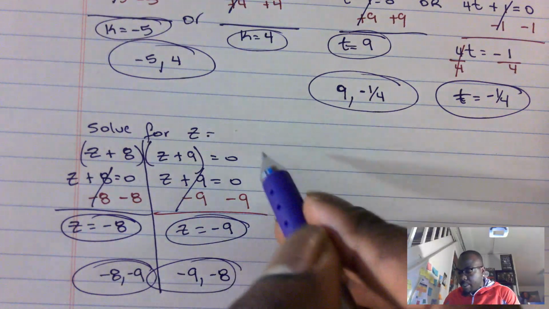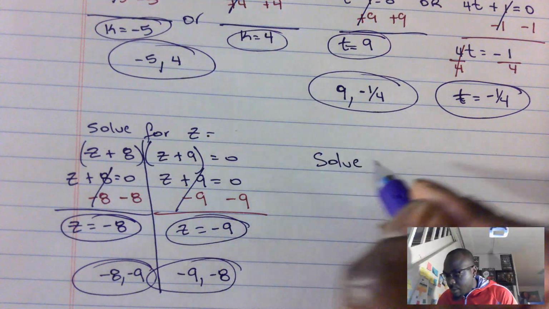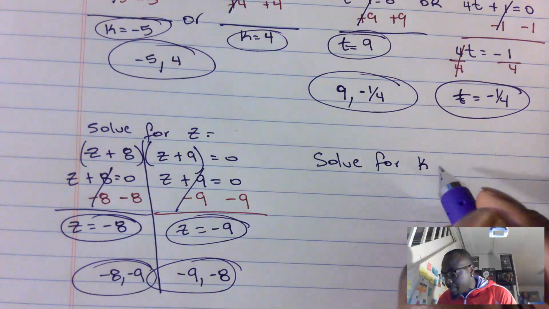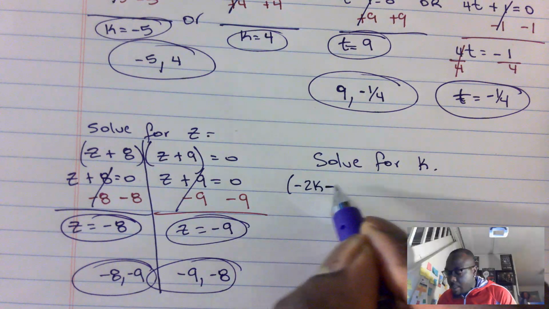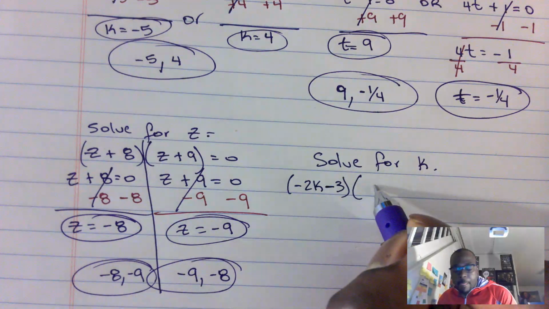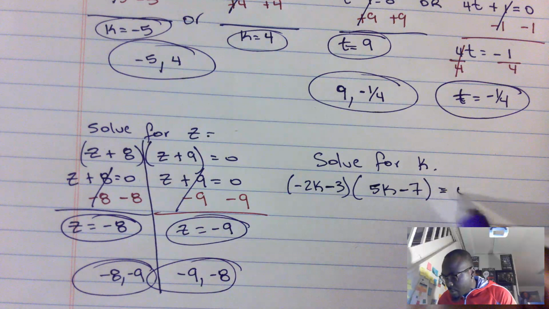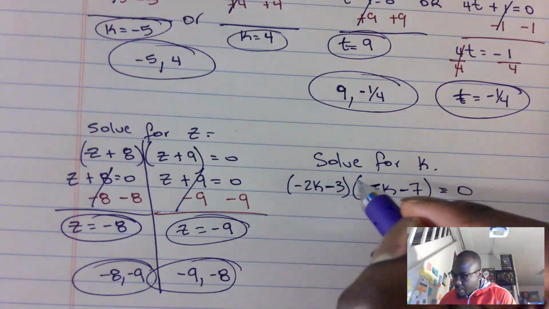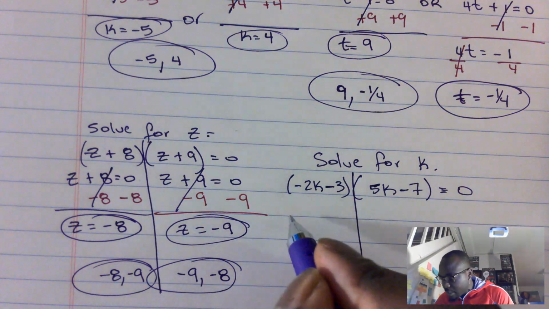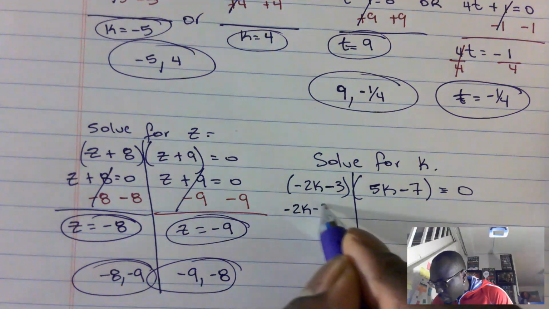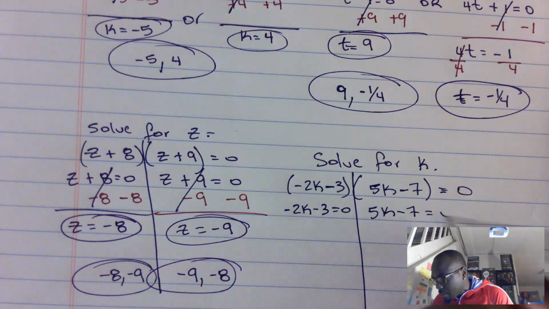All right. So let's look at one more example here. Solve for k. In this instance I have negative 2k minus 3 and 5k minus 7 is equal to 0. So what do I do? Again, we can draw our T table, and I'm going to let negative 2k minus 3 equal 0, and I'm also going to let 5k minus 7 equal 0.